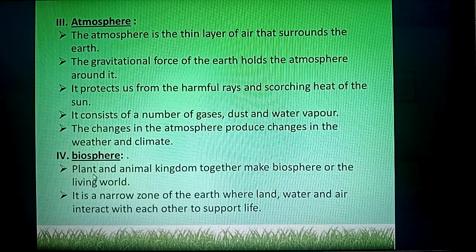Next is biosphere. Plants and animal kingdoms together make the biosphere or the living world. It is a narrow zone of the earth where land, water and air interact with each other to support life. I told you children, you have to remember the word narrow zone. Now, this topic should be very easy for you because in 6th standard you have already done all the 4 parts of the natural environment.